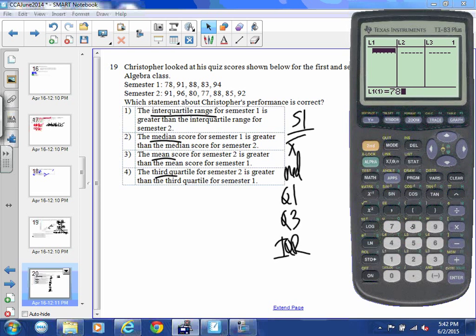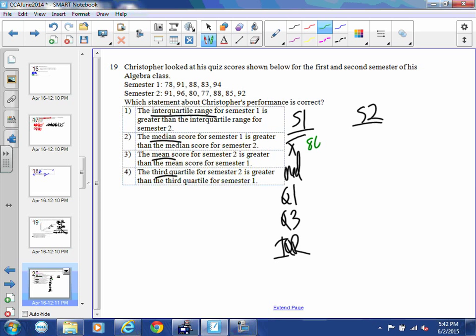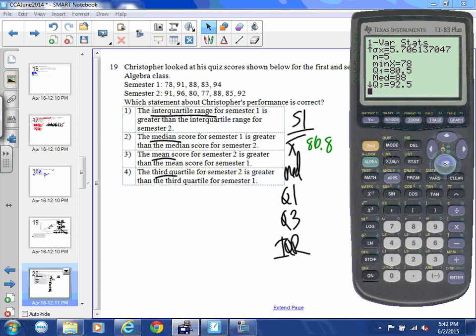Semester 1, I have 78. I have 91. I have 88. 83. 94. Once I have all those values in, stat, calc, one variable statistics. Yours is a little bit different than mine. My mean is 86.8. My median, if I scroll down, is 88.